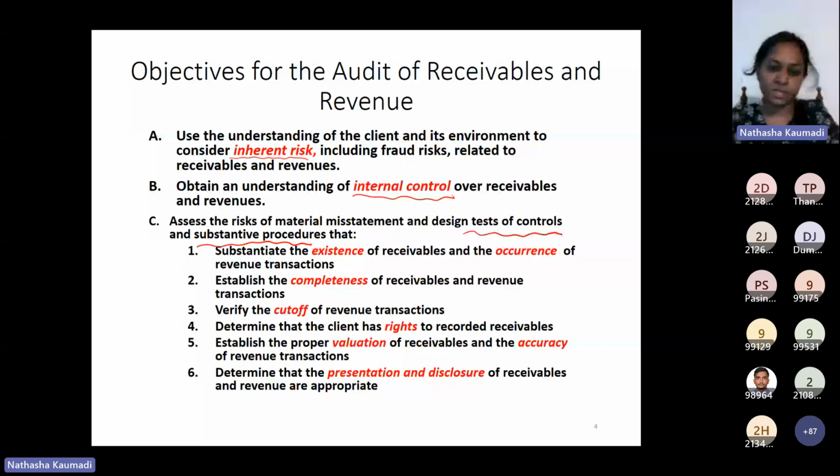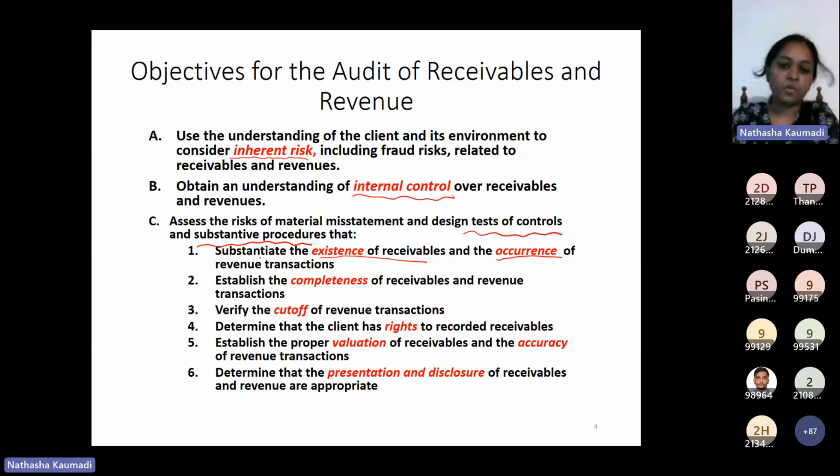Having assessed the risk of material misstatement, you can decide the test of controls and substantive procedures. So, with all these six points, you need to consider the audit assertions when you design both test of controls and substantive procedures. So, you need to substantiate the existence of receivables. Receivable is an account balance, so existence of receivables and the occurrence of revenue.